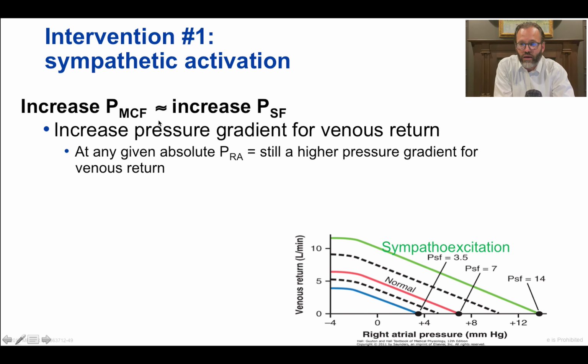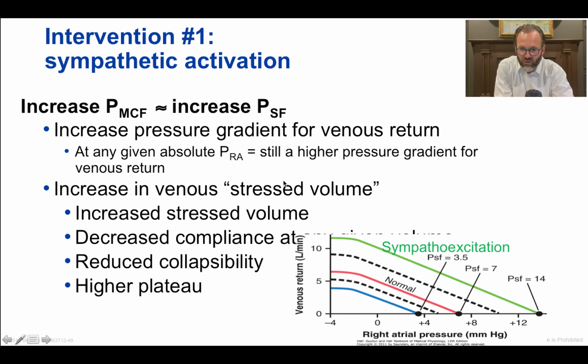So again, when we start to break this down really quickly, an increase in mean circulatory filling pressure, again, that's in our hands roughly approximate or similar to increases in systemic filling pressure. So at any given pressure gradient for venous return, in an absolute right atrial pressure, we're going to have a still higher pressure for the gradient for venous return. And that increase in venous stress volume is going to result in an increased stress volume, a decreased compliance at any given volume, reduced collapsibility, and a higher plateau, as you can see here, for venous return at any given right atrial pressure.